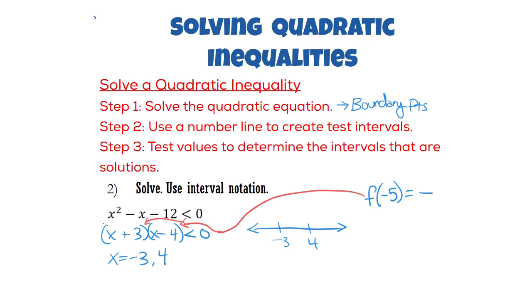Now I'm going to plug it in to the second quantity. When I put in a -5 here, -4, that's also going to end up negative. And if I take a negative times a negative, it's going to end up positive.